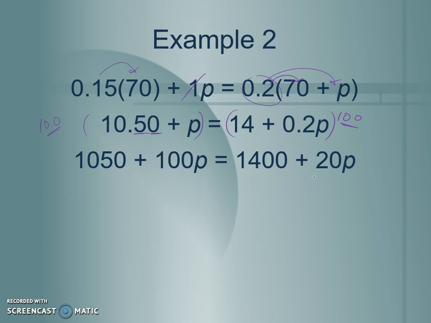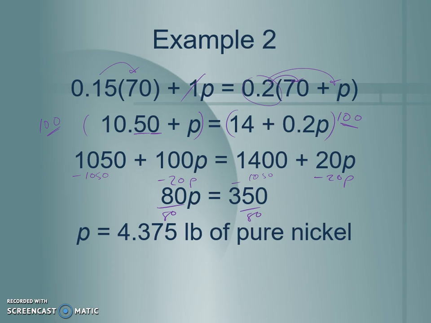Now we can go ahead and move so we have our P's on the same side. So we'll subtract 20P over here and 20P over here. And then we'll also want to get our constants on the same side, so we'll subtract 1050 here and subtract 1050 here, which leaves us with 80P on one side and 350 on the other. Last step is just to divide by 80 on each side, and we get P equals 4.375 pounds of pure nickel.